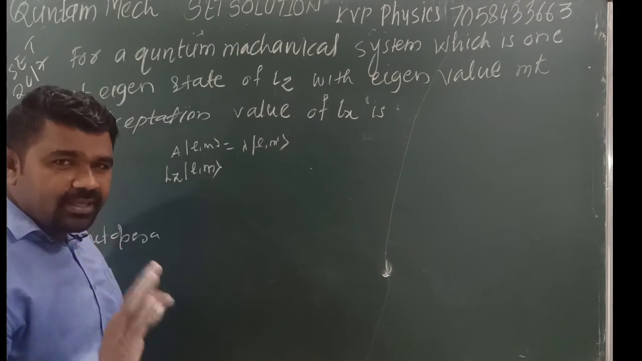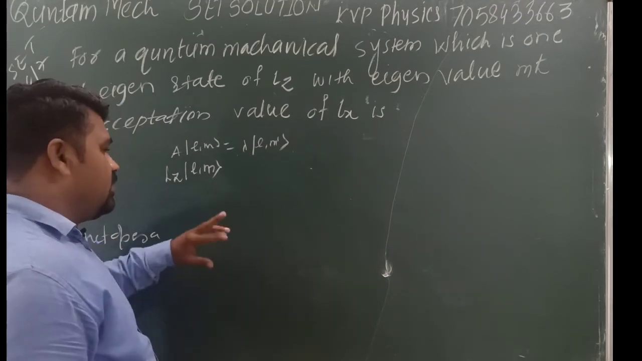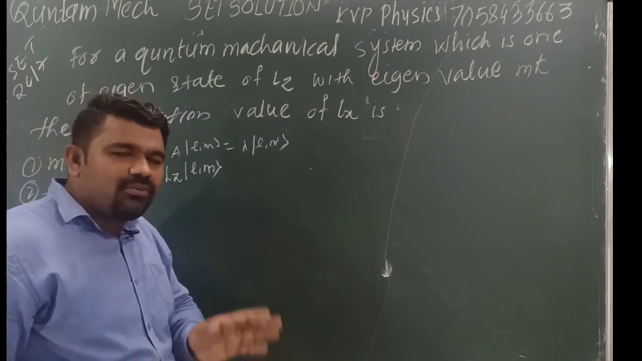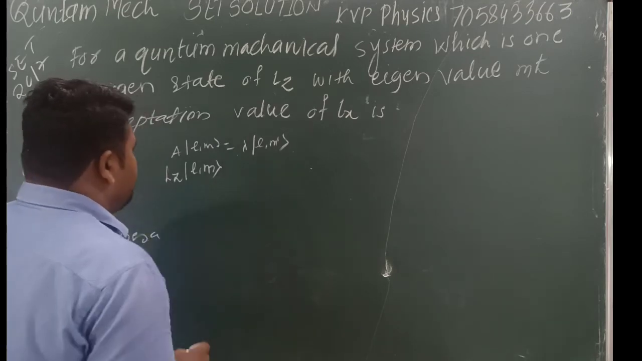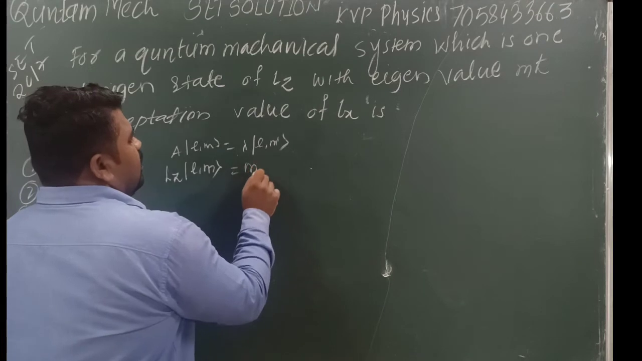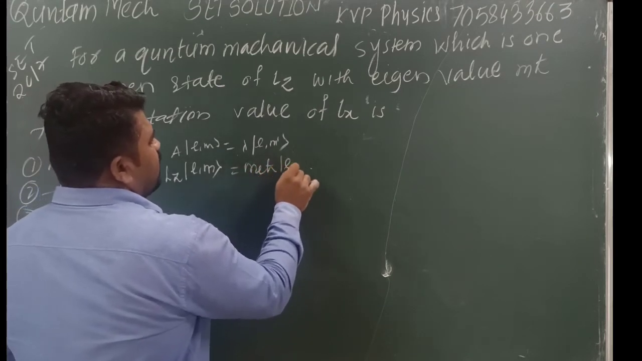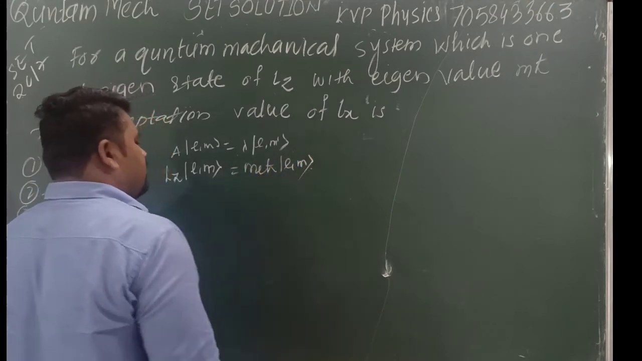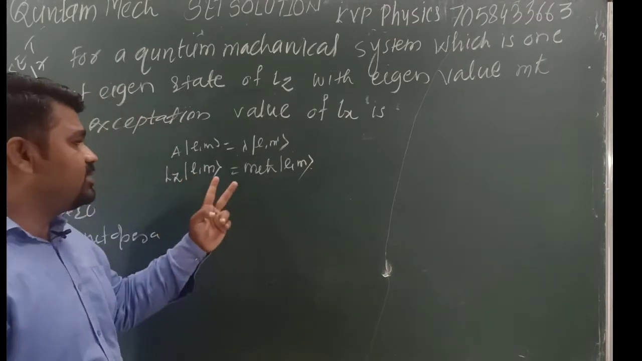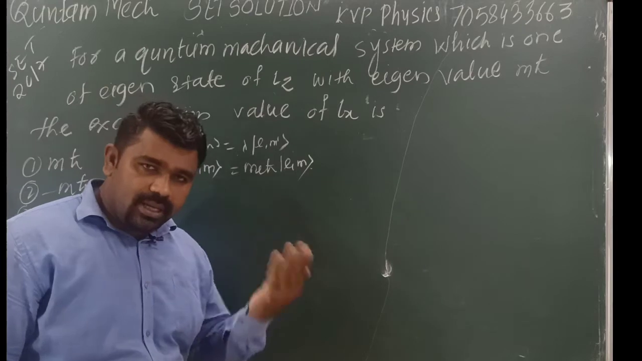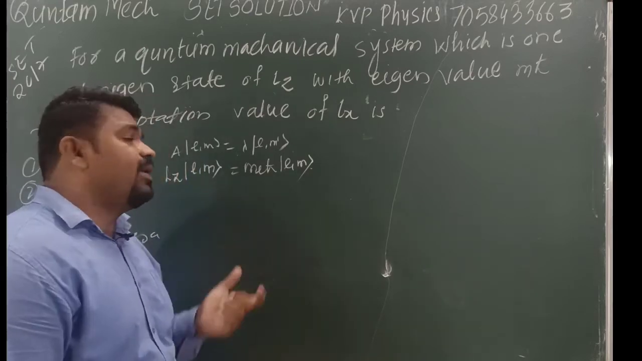The state does not increase or decrease. Our state neither increases nor decreases, as it is, but we get some eigenvalue. Lz operating on |l, m> is equal to how much? It is m_l ħ |l, m>. Got it? It means Lz operates on |l, m>, we get some eigenvalue m_l ħ, and the state remains as it is. This is a property of Lz.